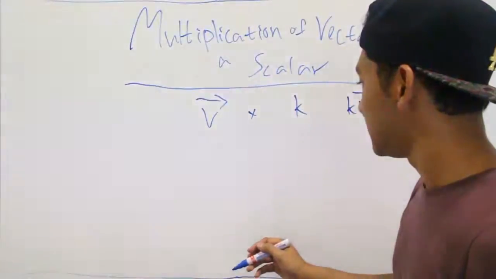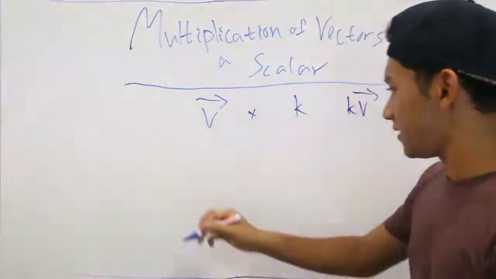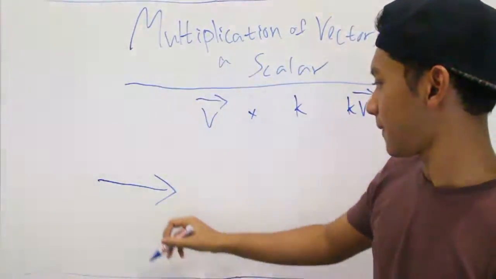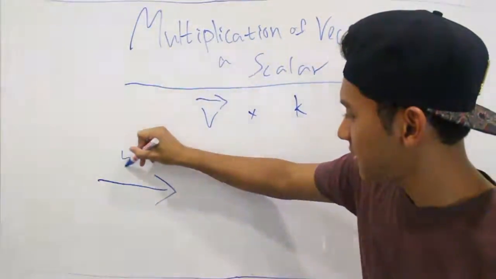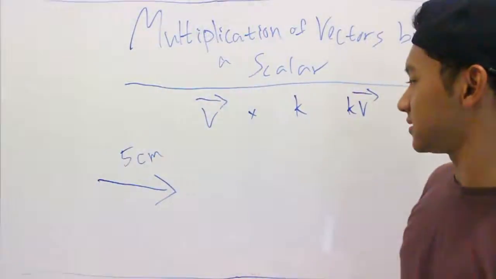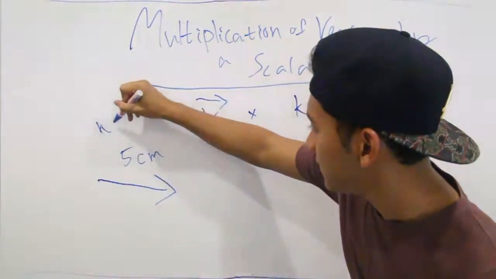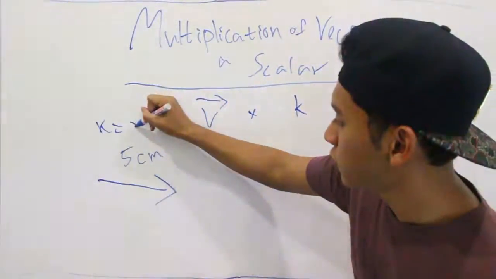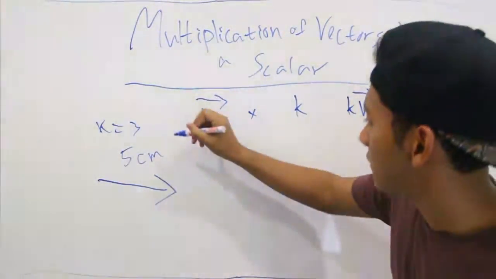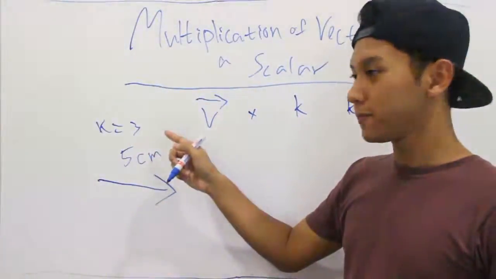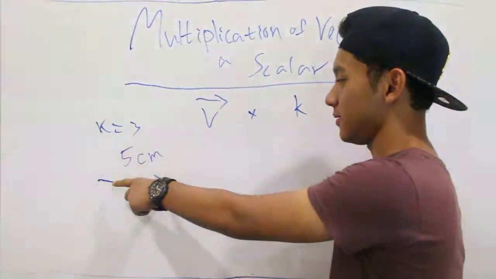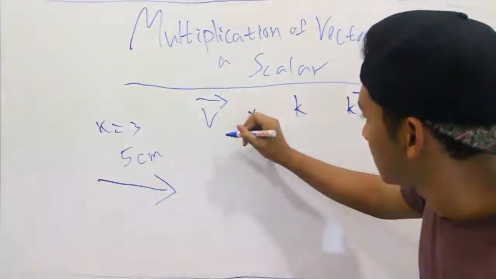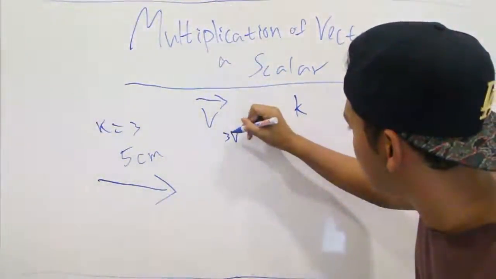Let's draw a vector V. This is vector V. Let's say the vector V has a length of 5 centimeters. K is equal to 3. Now we multiply this vector by K, which means 3 times the vector V, 3V.